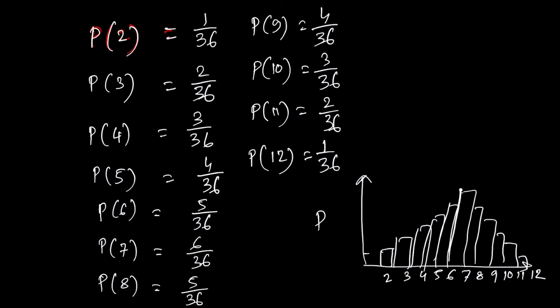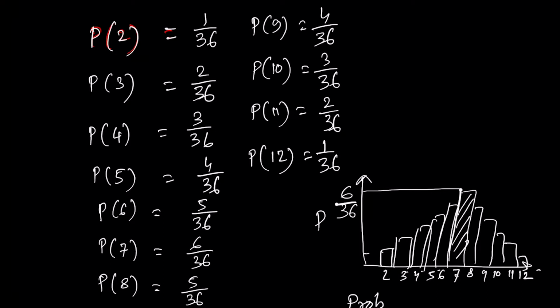I will just do this once more. It will be 2, 3, 4, 5, 6, 7, 8, 9, 10, 11, 12. So, 7 has the maximum probability: 6 out of 36 ways, so 6 by 36 is 1 by 6, which is 0.167. It is the maximum probability, and the distribution is symmetric around that. This is typically called the probability mass function, in which we count the probability of all possible events.